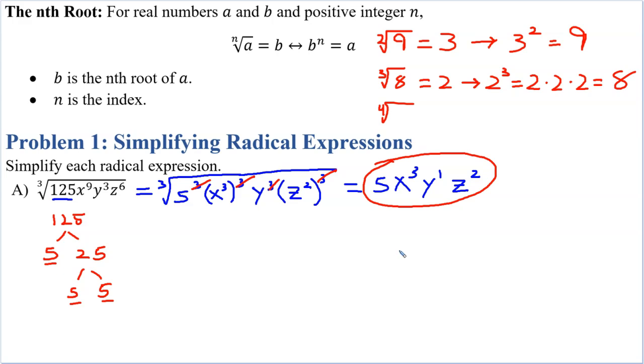There's a part B in your note packet as well. Why don't you go ahead and pause the video, work through that one, give that one a shot. I believe it's a square root, so you're looking for groups of 2's. And then once you're done with that, check your answer before you hit play again and move on with the video.